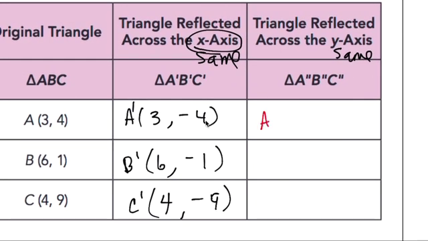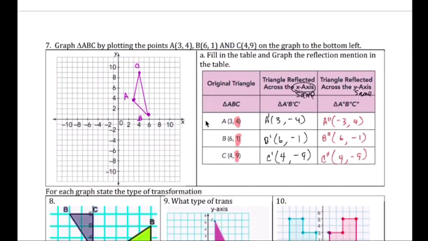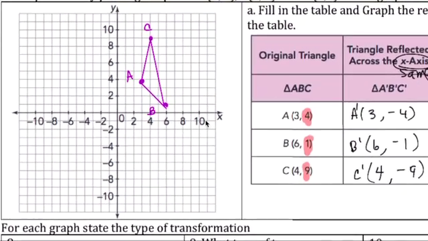Double prime. Let's see. Y is the same, so y here is 4, 1, and 9. Keep those the same. Negative 3, 4. B prime is 6, negative 1. C prime is 4, negative 9. Now graph one of them at a time. Graph over the x-axis first. These three first right here.